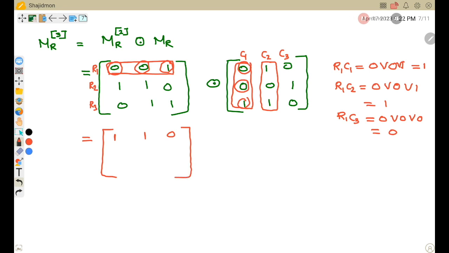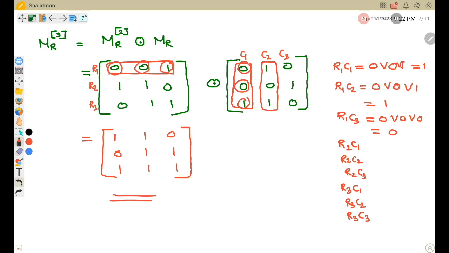Now similar way you can continue R2 with C1, R2 with C2, correct? R2 with C3, then R3 with C1, R3 with C2, and R3 with C3, so that you will get the correct answers, matrix entries. So you will get like 0, 1, and 1, 1, 1, and 1. These are the elements in MR power 3 matrix. So we got MR power 2, MR power 3, and MR matrix.